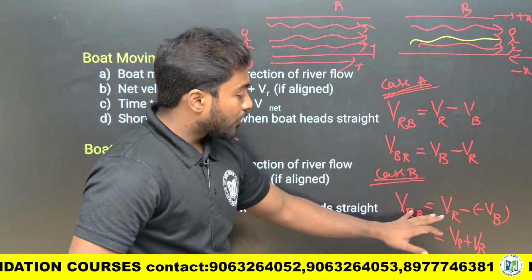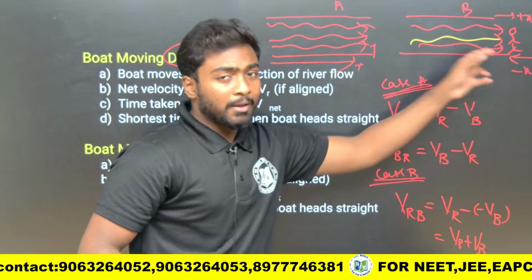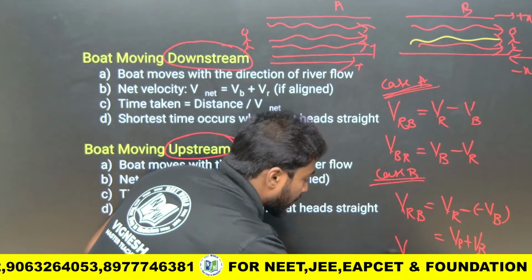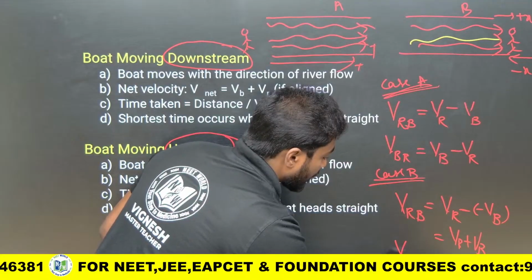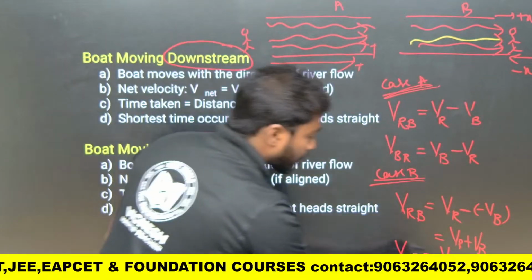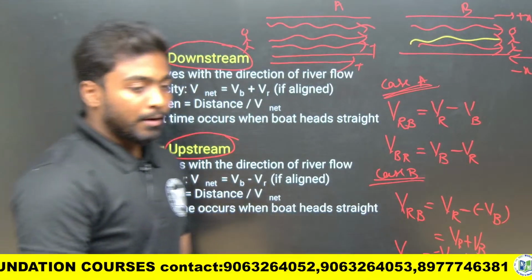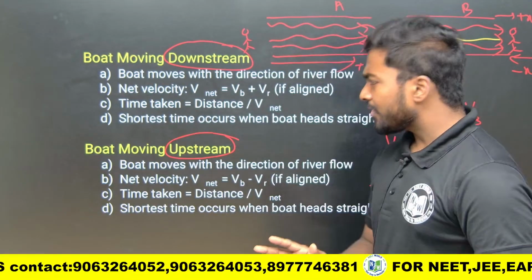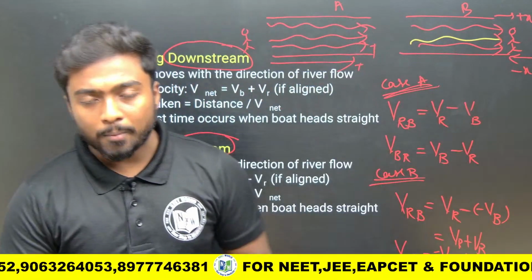So velocity of the river with respect to the buoy is VR minus of minus VB, because the buoy is coming in the opposite direction, in the negative x-axis. Same thing, velocity of the buoy with respect to the river is nothing but minus VB minus VR, as the buoy is in the negative direction. That's it guys, simple thing. Keep in mind the positive x-axis, negative x-axis, positive y-axis and negative y-axis. Then apply the formula.